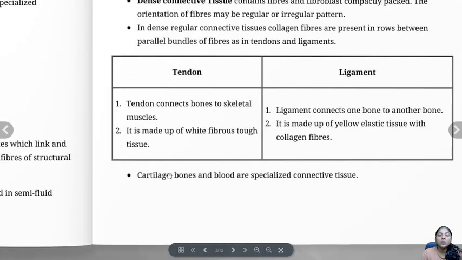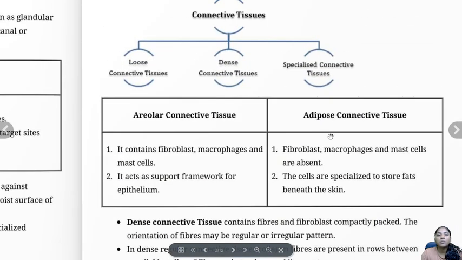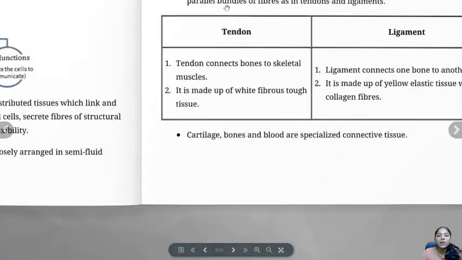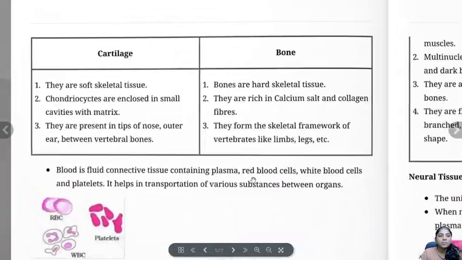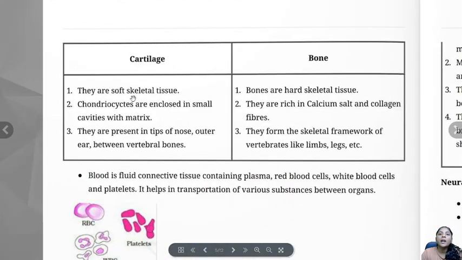Then we also have cartilage, bones and blood as specialized connective tissue. So the third type we have is specialized connective tissue, and it is made up of cartilage, bones and blood. Let us see. Here we have cartilage and bone. The cartilage tissue is a soft skeletal tissue, whereas bones are hard skeletal tissue.